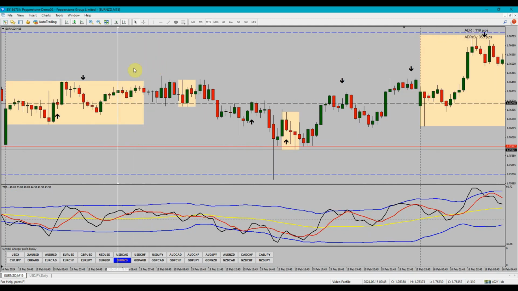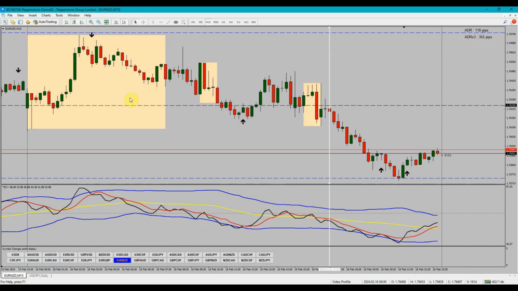Let's look at any other pair. So you see you had an upper shark fin right here. Now, these were not the best setups, but hey, it still pulled you back 19 pips and you could have caught 50 pips to the downside. Let's look at this here.